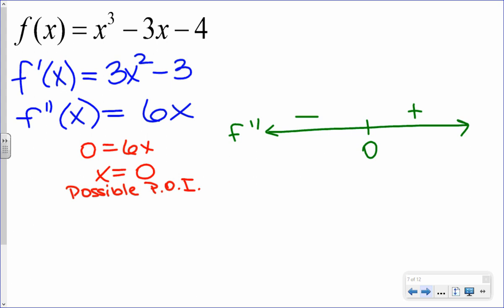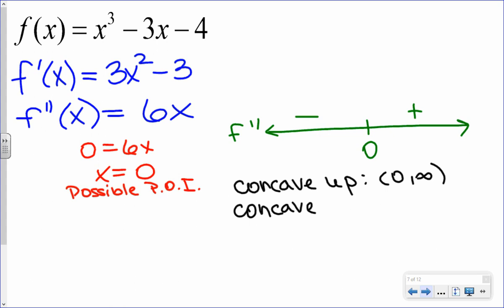Okay, so this is what we know. We know that we are concave up on the interval 0 to infinity. We know that we are concave down on the interval negative infinity to 0. And since we have a change in concavity, what's happening at 0? We have an inflection point.